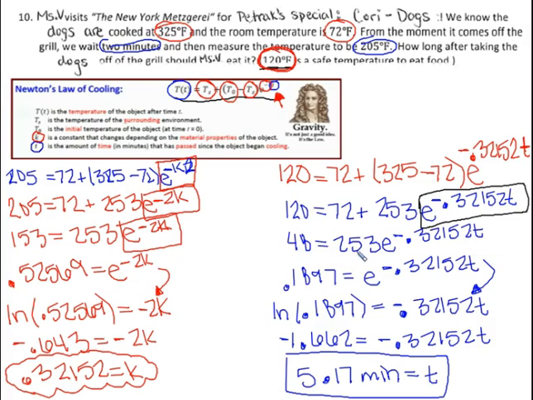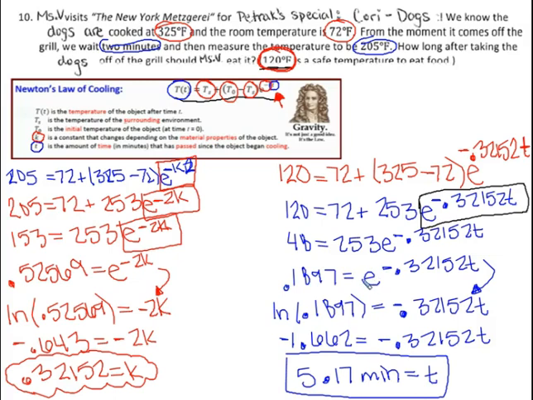And then we can also divide both sides by 253 to give us 0.1897. That way our exponential piece is all by itself. So now that our exponential piece is isolated, let's convert it into a natural log. We're still using those inverse operations to help us solve.